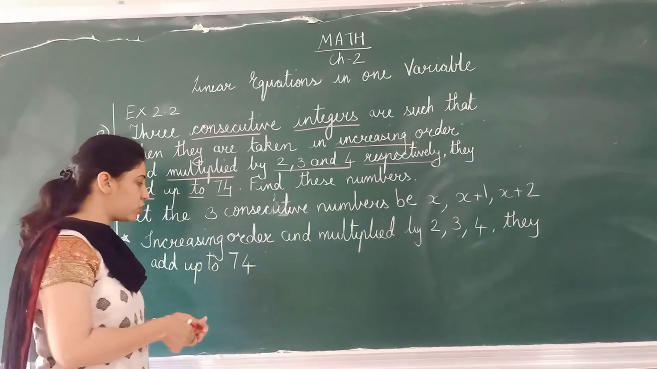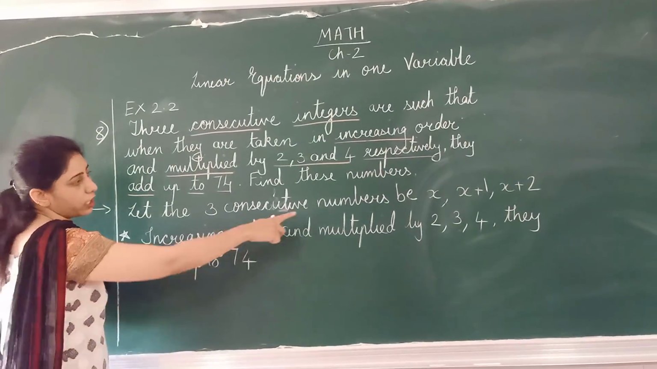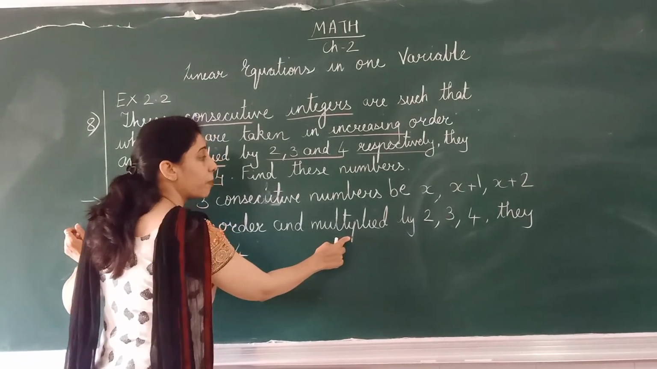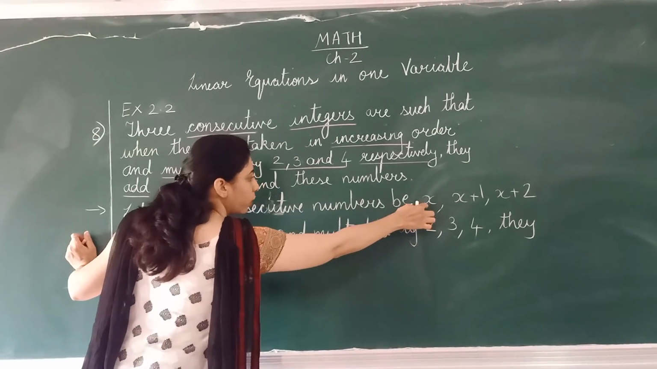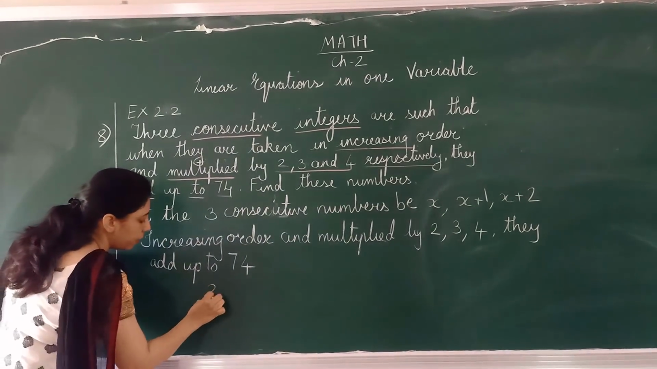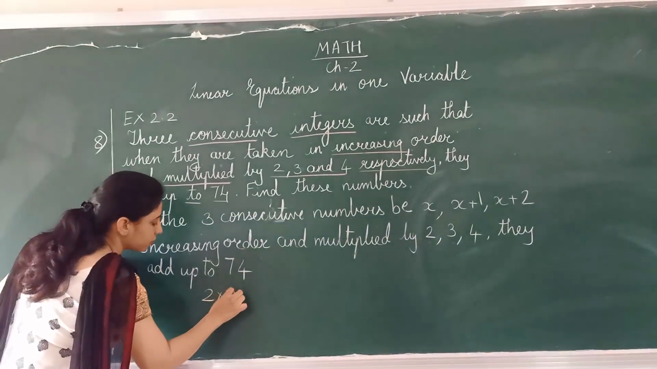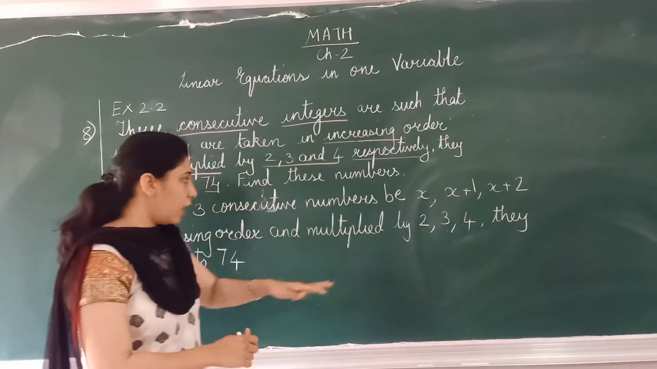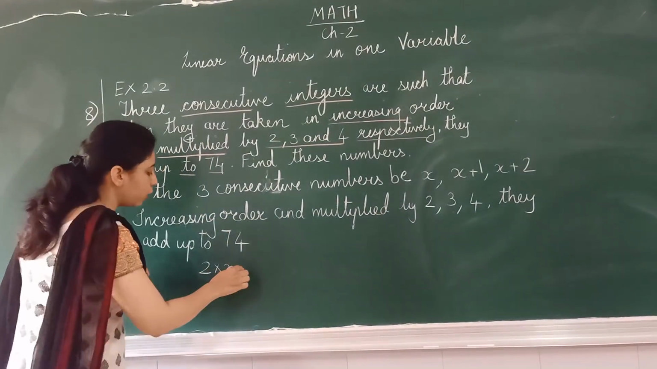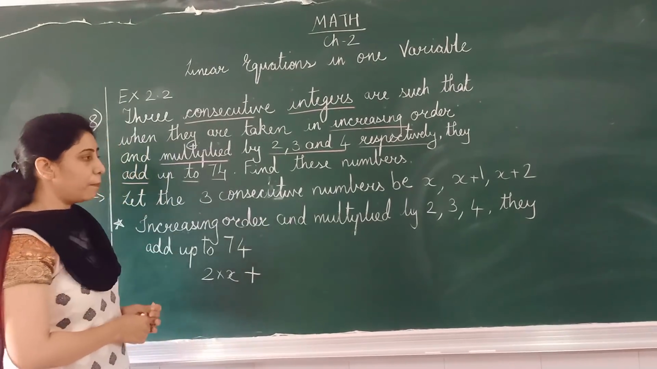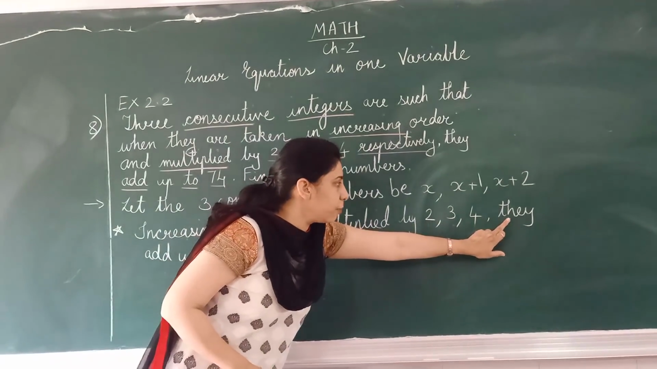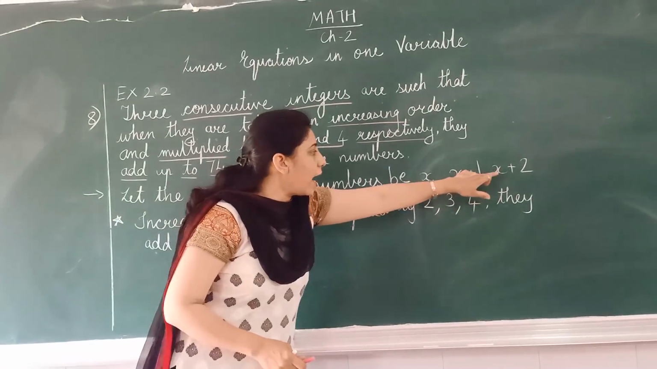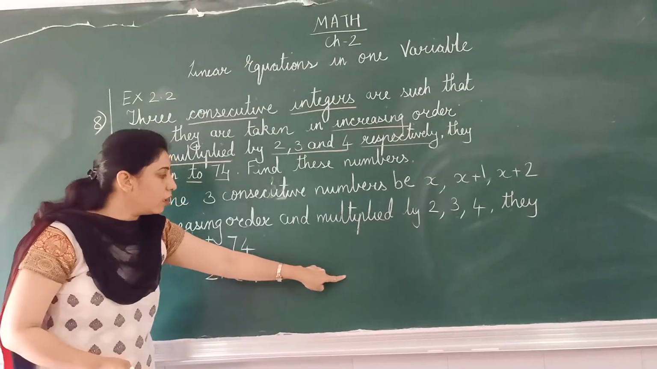Now how to frame an equation? Already it is written in increasing order. Now you multiply by 2, 3 and 4 respectively, meaning you multiply 2 into x. Then you multiply 3 into x plus 1. Now what will be the sign here? It will be a plus sign. Why plus? Because in the last statement, they add up to, meaning these add up to. So we are going to add, is equal to 74.